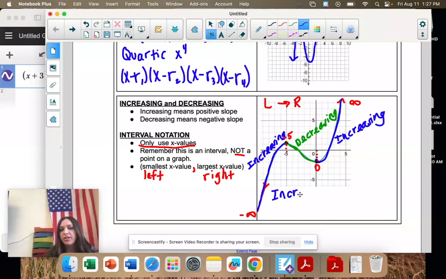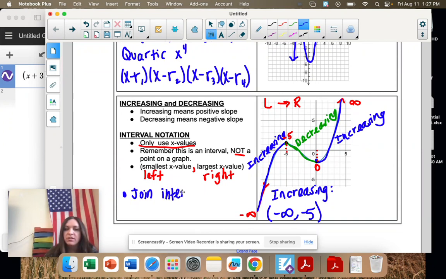So let's write our intervals for increasing. I'm increasing from -infinity, that's my most left value, comma, to -5. And then here's something that should have a bullet point. More than one interval, so multiple intervals, need a union. Join intervals with a union symbol. And that's a big U shape. And you'll see that option. So U, union. And our second interval, left side of it, 0 to infinity.